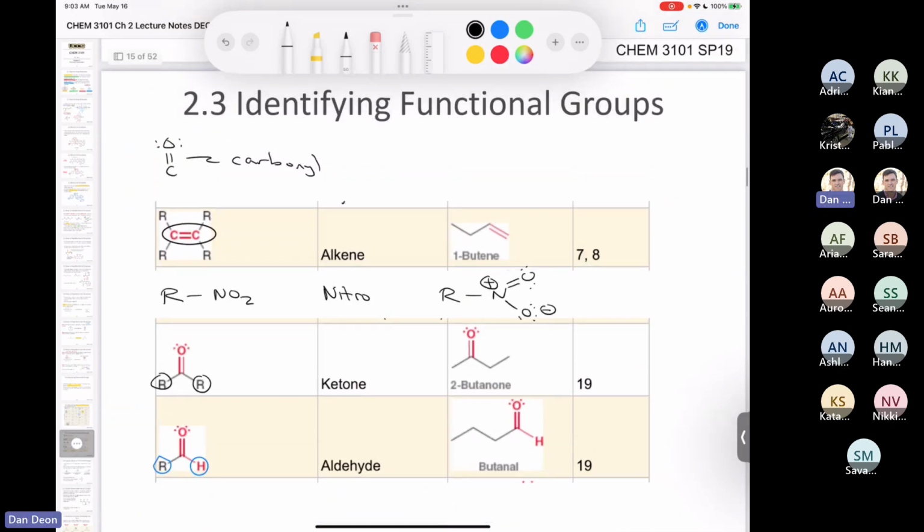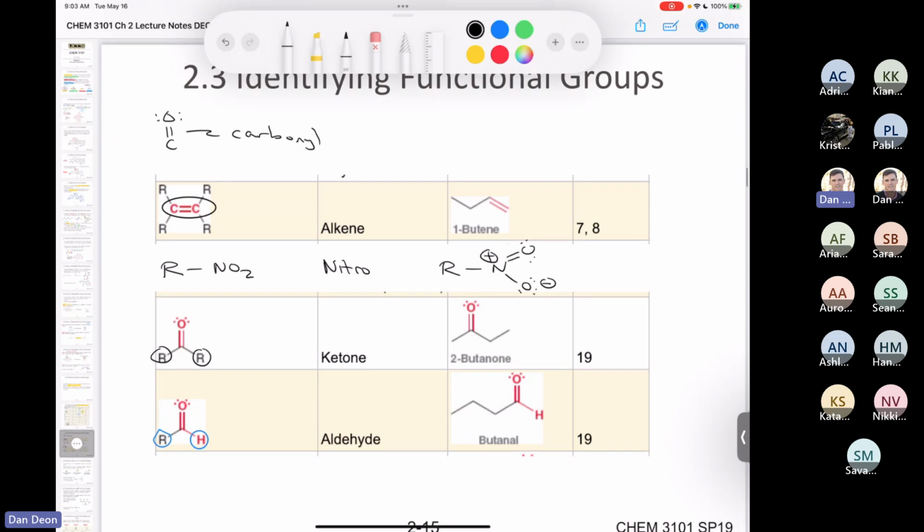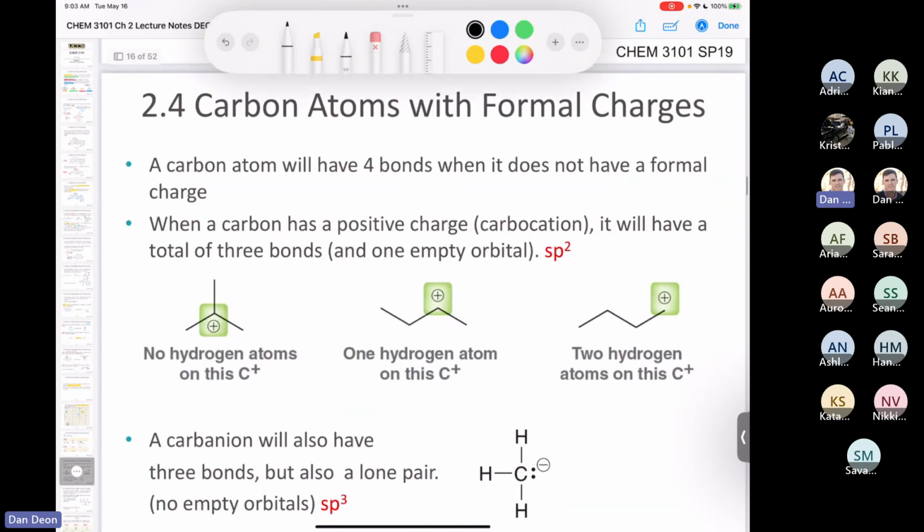So what we're going to do now is take a short break. I'll give you some time to study the functional groups, and then when we come back after the break, before we get into section 2.4, we're going to look at a couple of compounds and see if we can identify some functional groups.